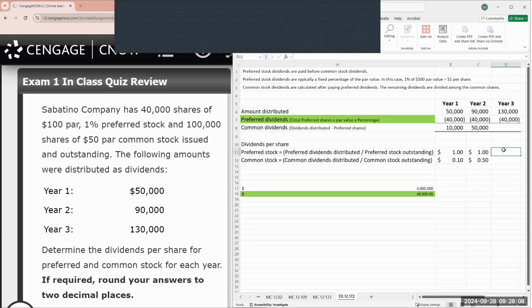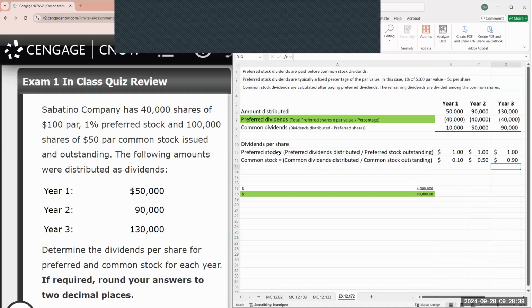In year 3, we distributed $130,000 worth of dividends, and 40,000 went to our preferred shareholders. The rest went to our common shareholders. So our preferred stock is 40,000 dividends distributed divided by the 40,000 shares outstanding, versus our common shareholders, 90,000 distributed and there were 100,000 shares outstanding, for 90 cents.